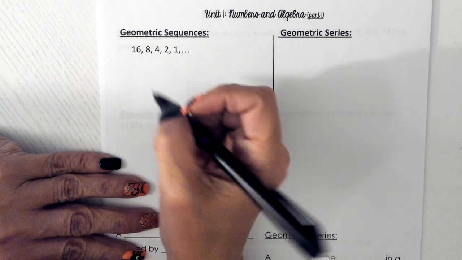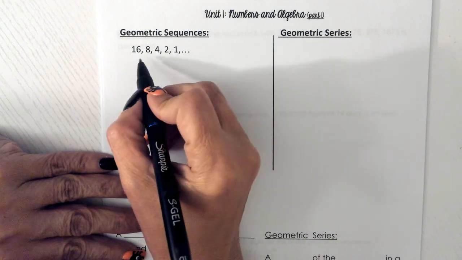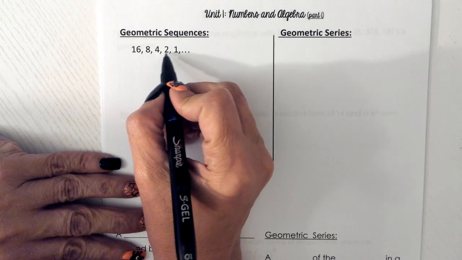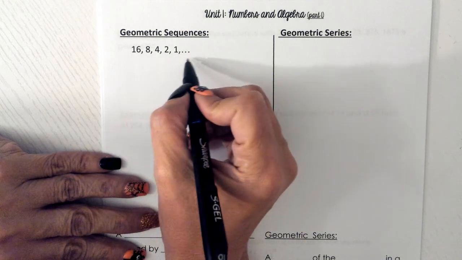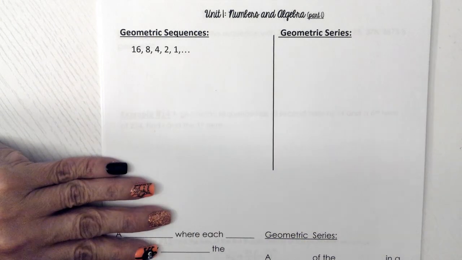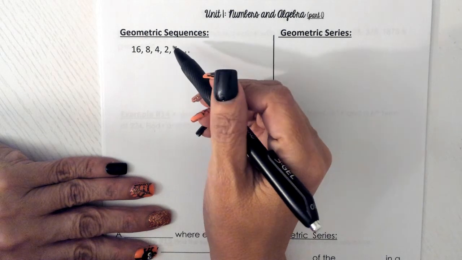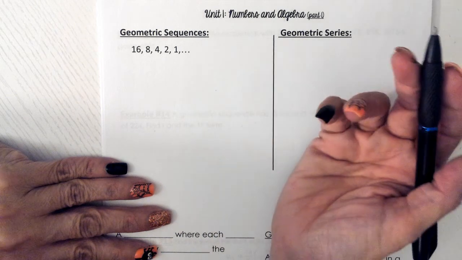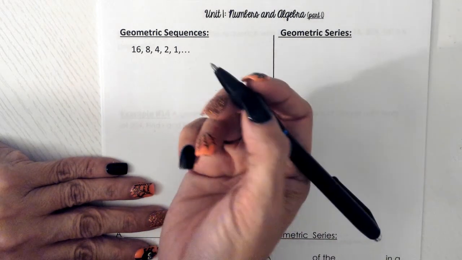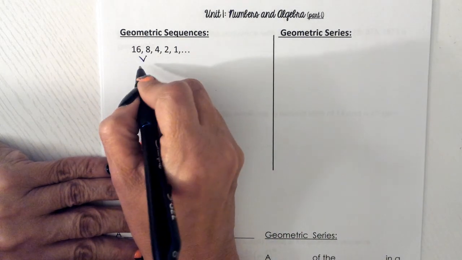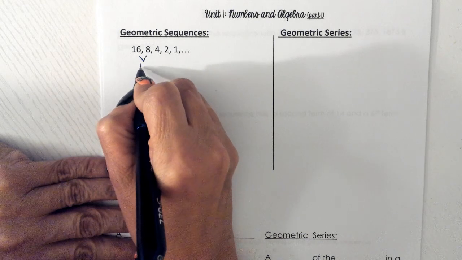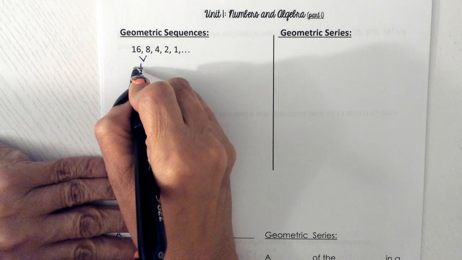And so I want you to look, and you're like, okay, there's not a common difference. The difference here is 8, the difference here is 4, the difference here is 2, the difference here is 1. So there's not a common difference. So then you start looking and you say, did I multiply by anything? And you're like, well, it's kind of like you're dividing every number in half. Or I could say that I multiply by 1 over 2.